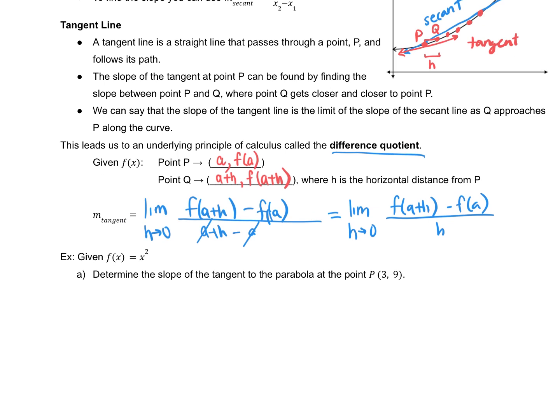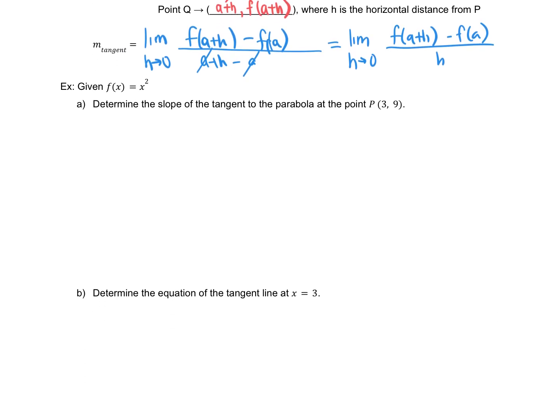So let's try out this first example. Given f at x equals x squared, determine the slope of the tangent to the parabola at the point 3, 9. So the point 3, 9 is our point P. So I'm just going to rewrite it here. Okay, so that would be f at 3 is 9.